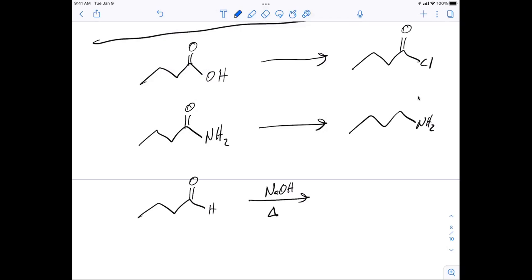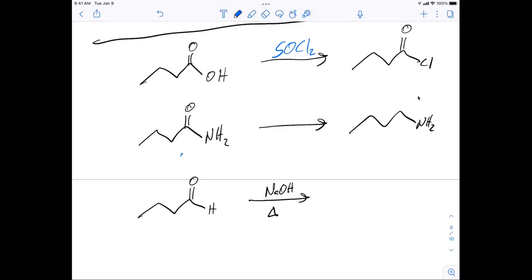Okay, let's take a look at the first one. We're going from an acid to a chloride. If we remember the reactivity of our acid derivatives, the acid chloride is more reactive than the acid, so we're going up in reactivity. Therefore, we need a special reagent, and the one we have for this is SOCl2. Sometimes it's shown with pyridine, often for the acid chloride, not shown with pyridine.